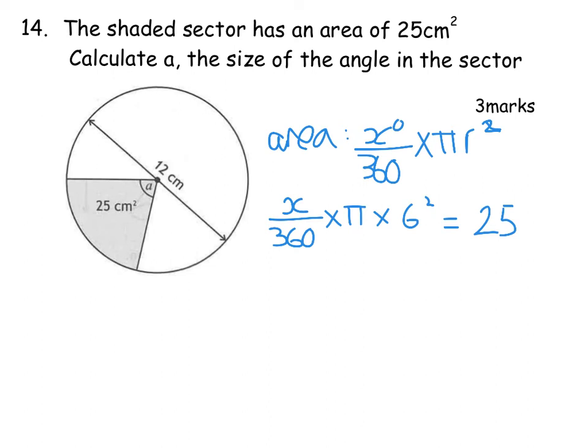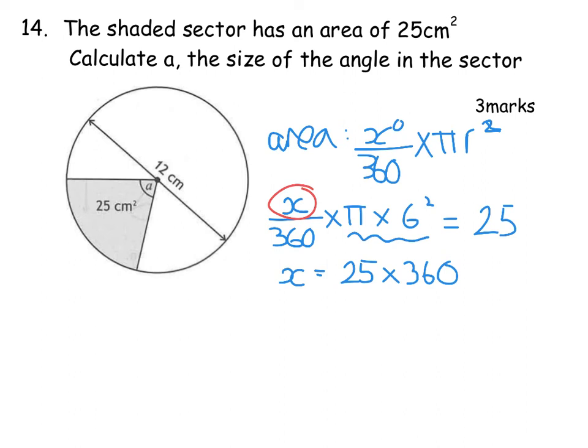Now our goal, remember, is to get x on its own here. So we're going to undo all these other things around the x a bit at a time. The opposite of dividing by 360 is timesing by 360. So the first thing we're going to do is we're going to do 25 times 360. The opposite of timesing by pi times 6 squared is dividing by that.